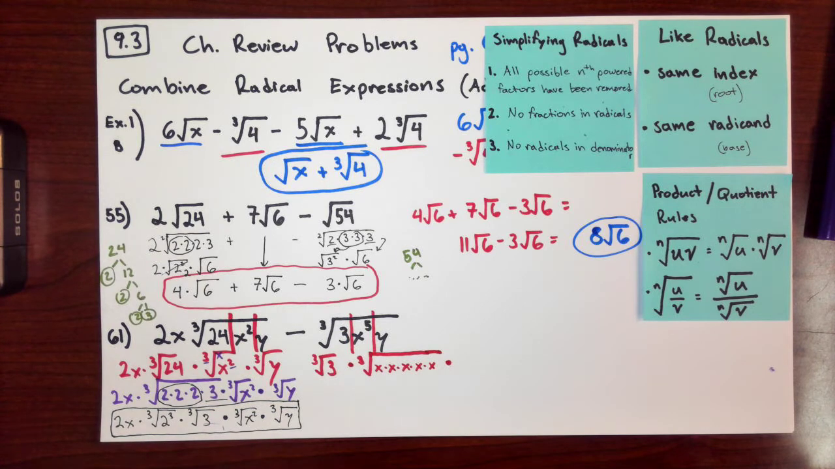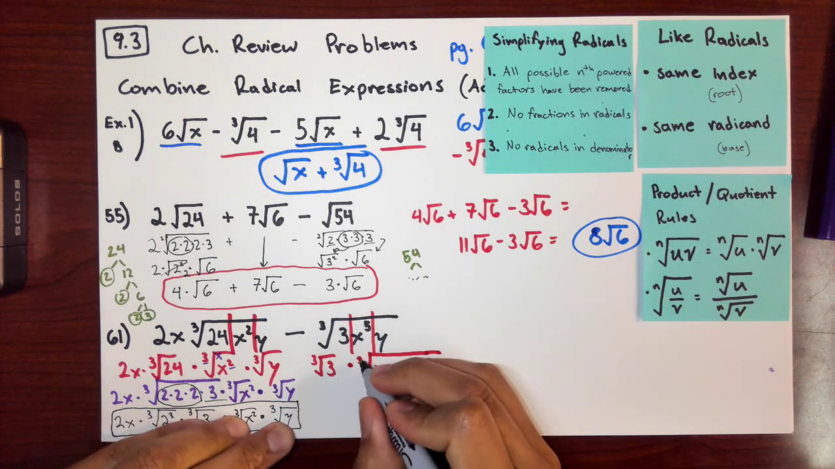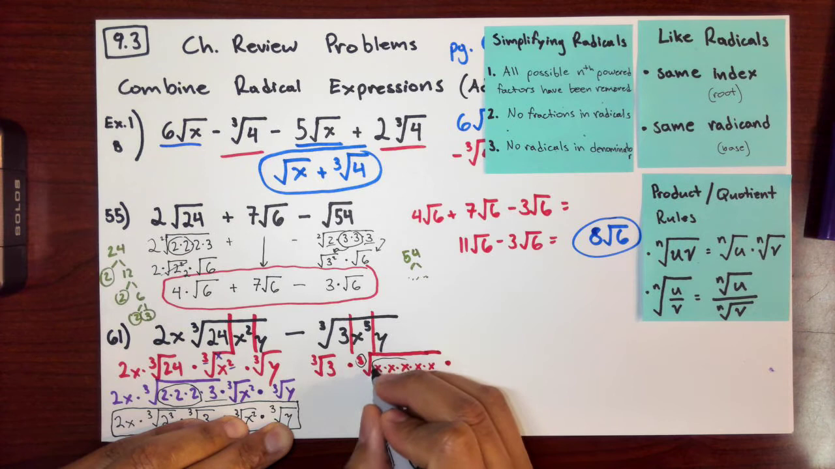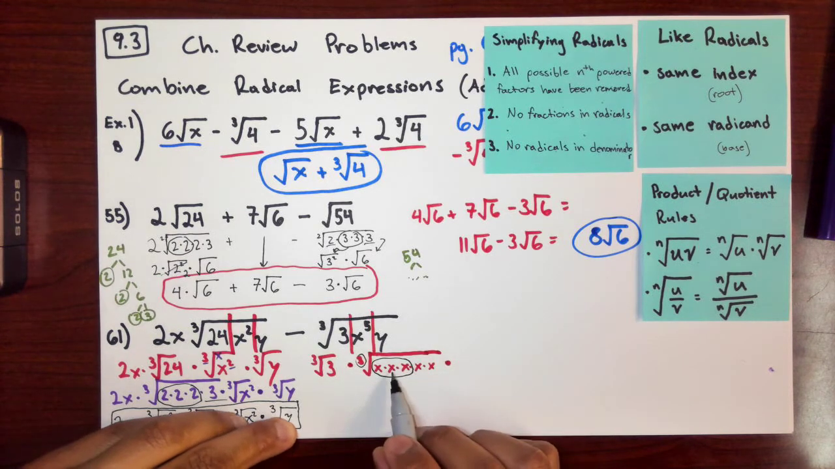So here you have your 5 x's. We wrote them all out. We're looking for groups of 3. Here are your groups of 3. So there are 3 x's there.